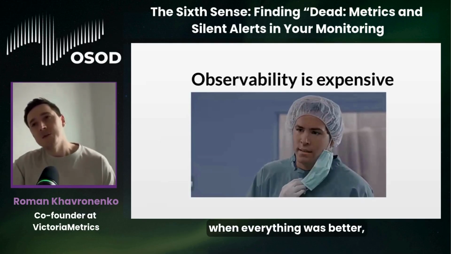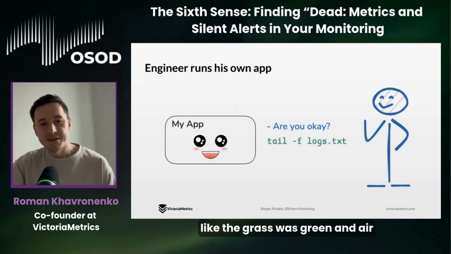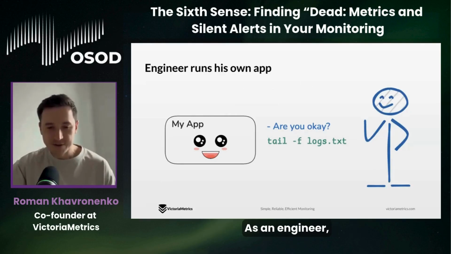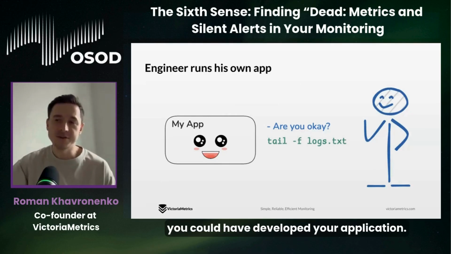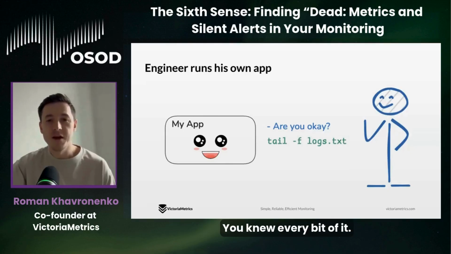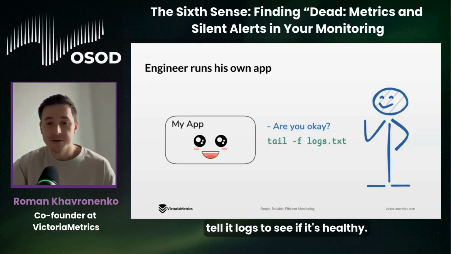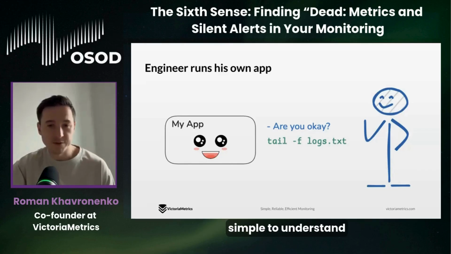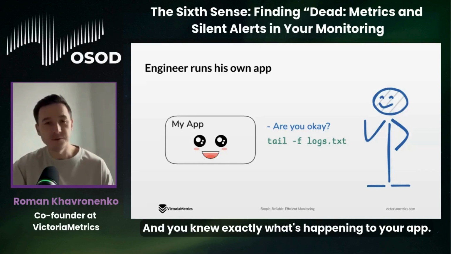Back then, when everything was better, like the grass was green and the air was fresh, everything was just simpler. As an engineer, you could develop your application. You knew every bit of it. You knew how to run it. Does it feel healthy? You could just tail its logs to see if it's healthy. Maybe it was emitting one or two metrics that were very simple to understand. And you knew exactly what was happening to your app.